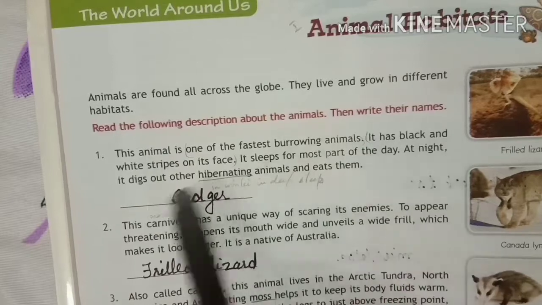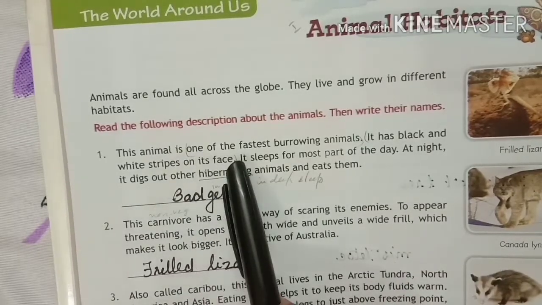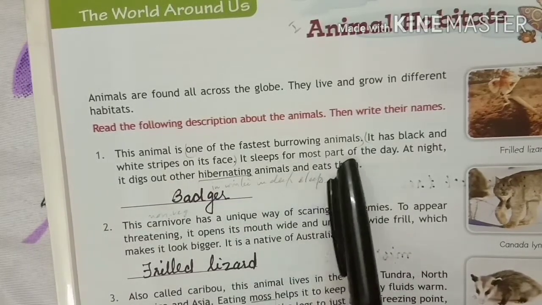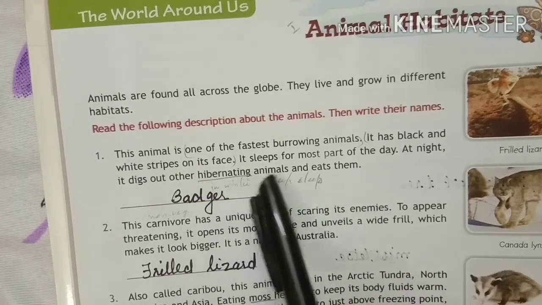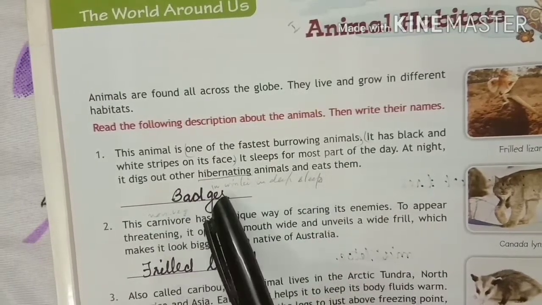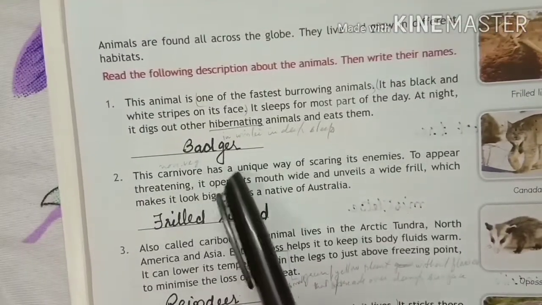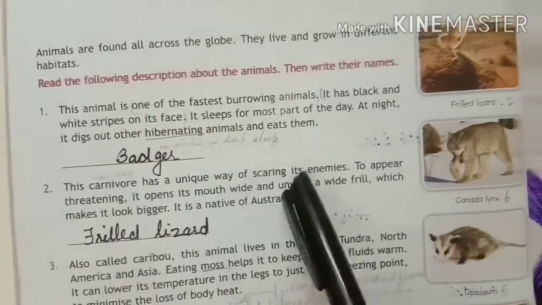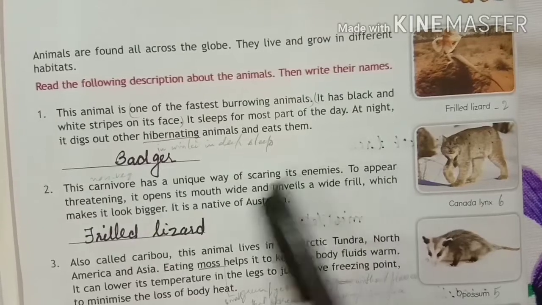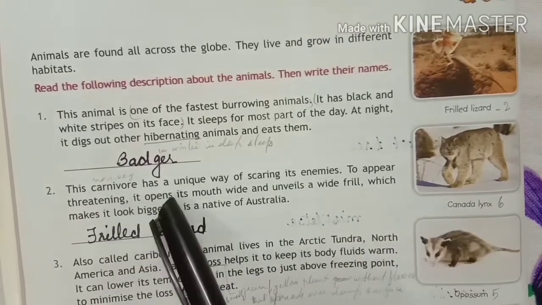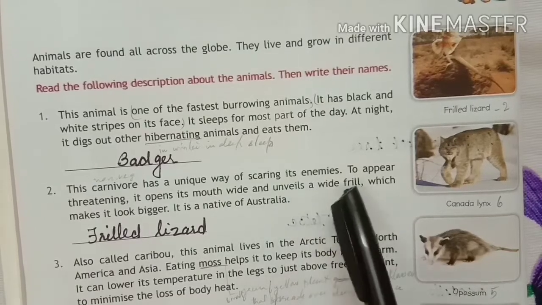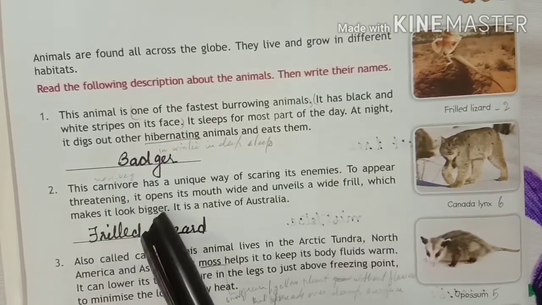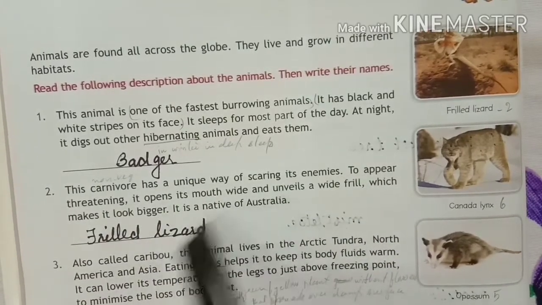This animal is one of the fastest burrowing animals. It has black and white stripes on its face. It sleeps for most part of the day. At night, it digs out other hibernating animals and eats them. Badger. This carnivore has a unique way of scaring its enemies to appear threatening. It opens its mouth wide and unveils a wide frill which makes it look bigger. It is a native of Australia.